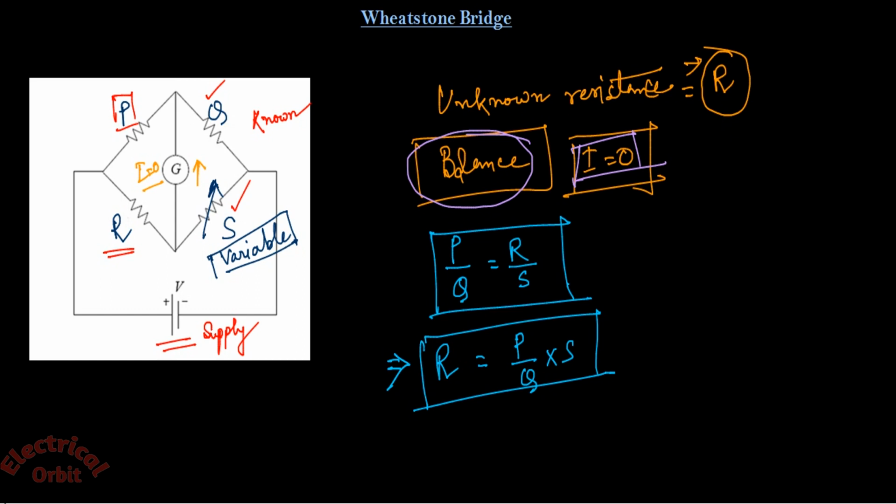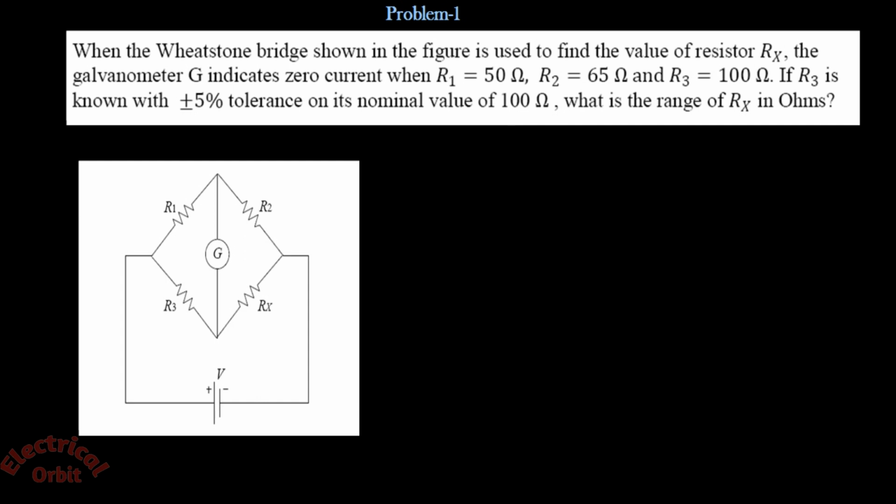This relation can be obtained by using voltage division rules as per we have learned in our circuit chapter. So I think we have understood the elementary concept of Wheatstone bridge and how we can measure a medium range unknown resistance value, that is R here, by using this Wheatstone bridge. Now let us understand this Wheatstone bridge with a problem solving.